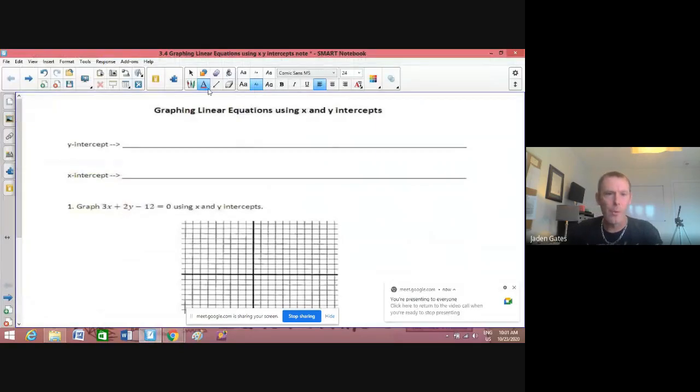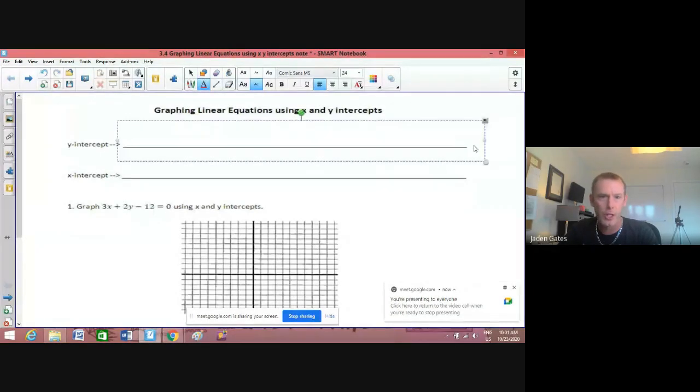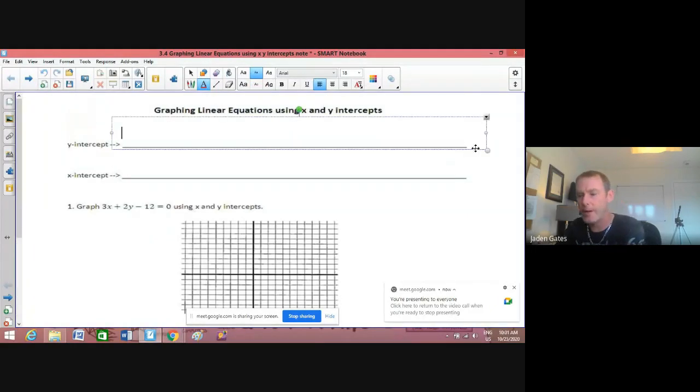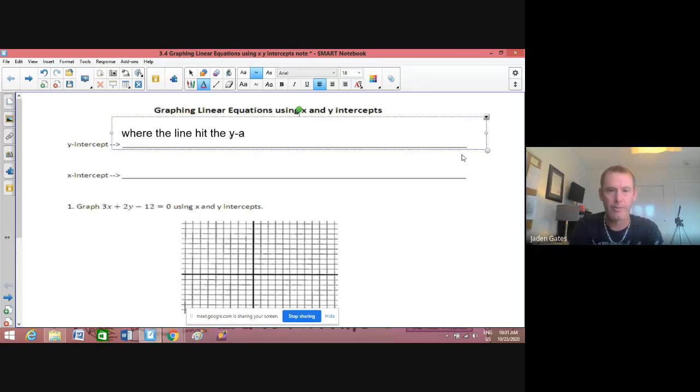All right, so now, again, the first thing that we're looking at is if we're going to graph linear equations using x and y intercepts, you actually have to know what they are. And the y-intercept, well, that's the special one. We've done that a bunch. But again, just recapping, that is where the line hits the y-axis.